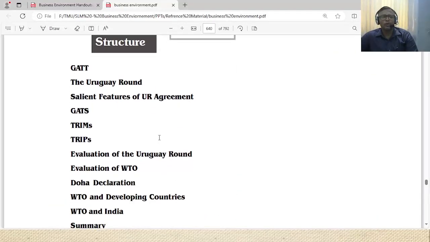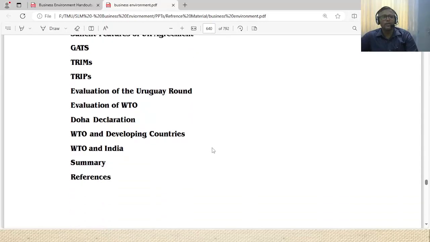The following subtopics will be covered: the GATT, the Uruguay Round, the salient features of the Uruguay Agreement, the GATT TRIPS, how to evaluate the Uruguay Round, the evaluation of the WTO, the Doha Declaration, the WTO and the developing countries, and the WTO and India.